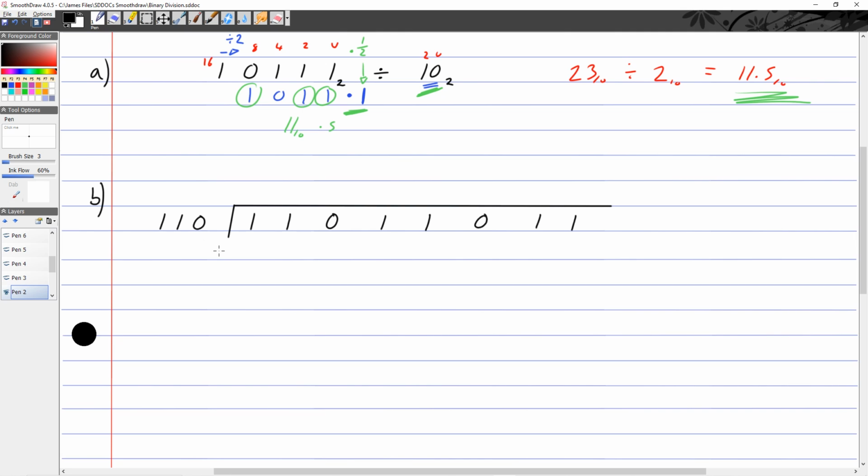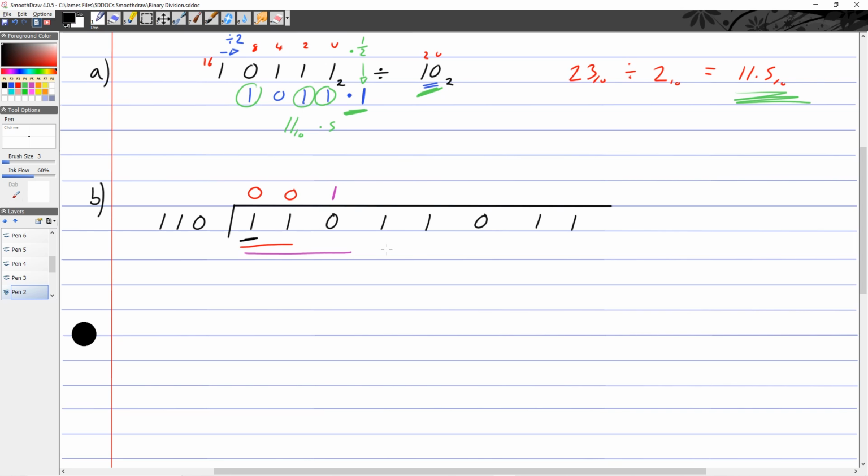So the same as with the bus stop method earlier with the decimal number, we ask, will 110 fit into 1? And of course not, because this is a 3-bit number, so it's going to be bigger than a 1-bit number. So we put a 0 there. Then we look at 2 numbers. Will 110 fit into 11? No, of course it won't. And then we look at 3 numbers together, the same as when we do base 10. Will 110 fit into 110? And yes, of course it does fit in once with no remainder.